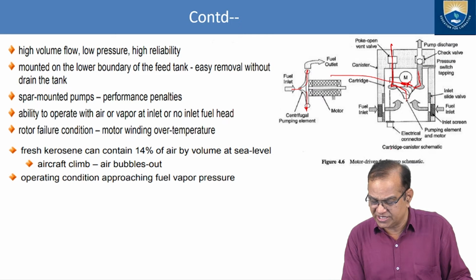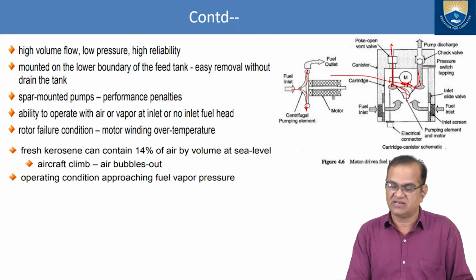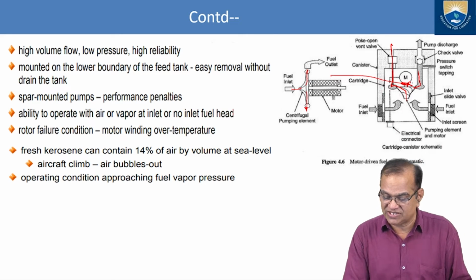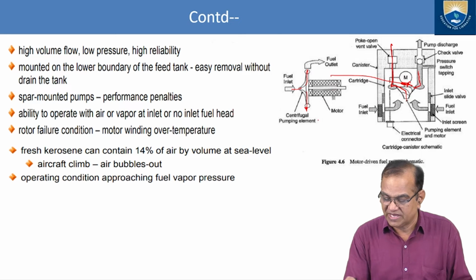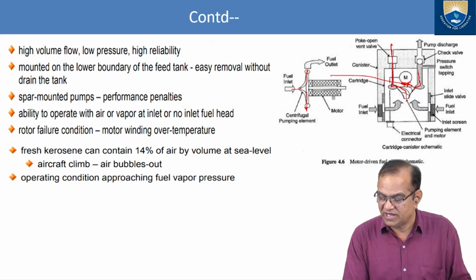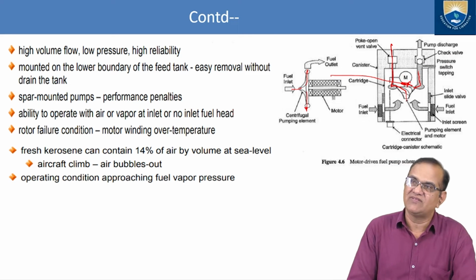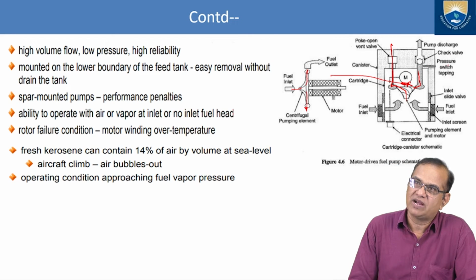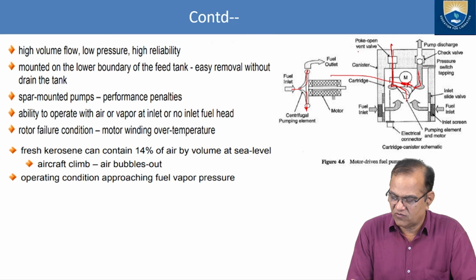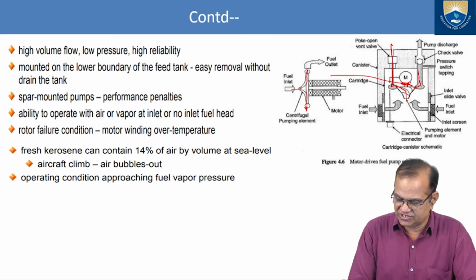It is a cartridge canister schematic. Here is the electrical connector to rotate this shaft. Here is a motor. Here is a cartridge. This is the inlet slide valve. These different valves will maintain the required pressure. Here we have the poppet open vent valve, and here is the discharge valve.